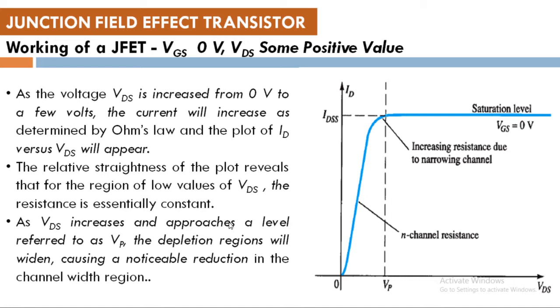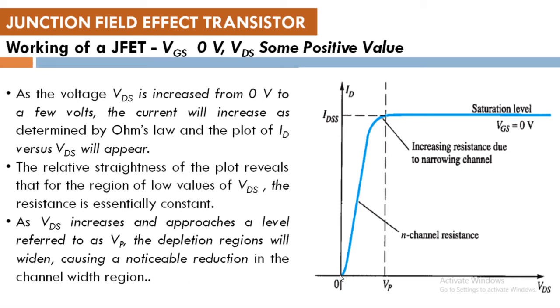Okay, now the plot reveals that in the region of low values of VDS, the resistance is essentially constant. It's constant as VDS increases and approaches a level referred to as VP. The depletion region will widen, causing a noticeable reduction in the channel width region. Now this is very important.